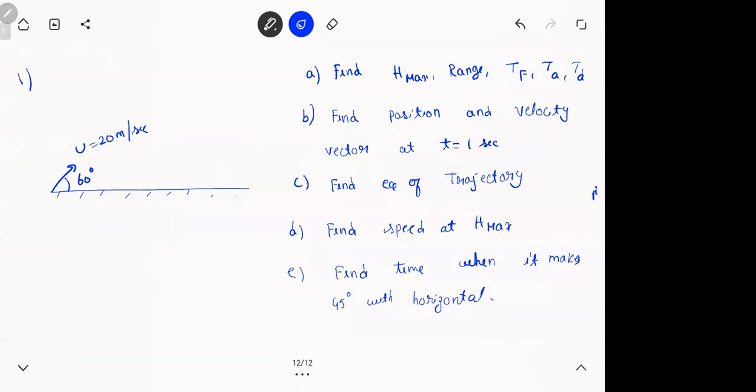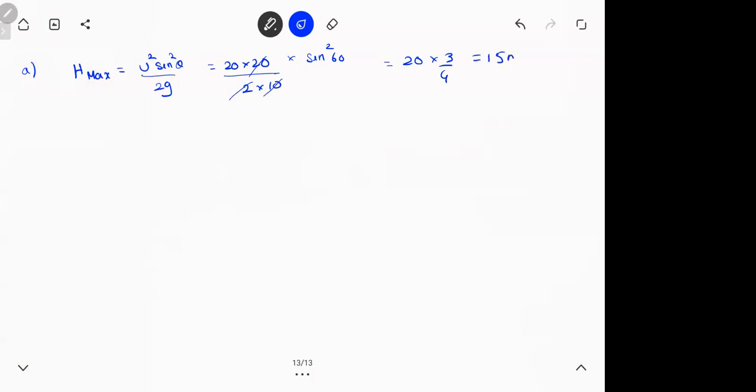See the first one. First one is simply formula substitution only. H max is u square sine square theta by 2g. U is 20, so 20 into 20. Sine 60 is root 3 by 2, squared. This is 2 into 10. This goes off. So 3 by 4 into 20 gives 15 meters.